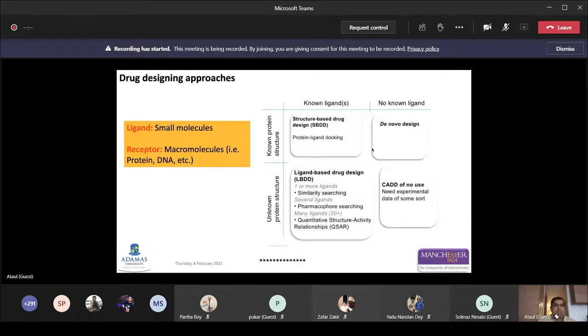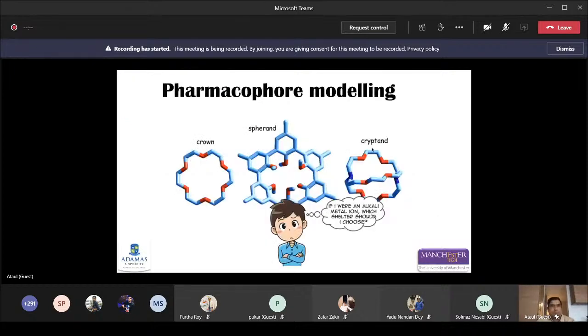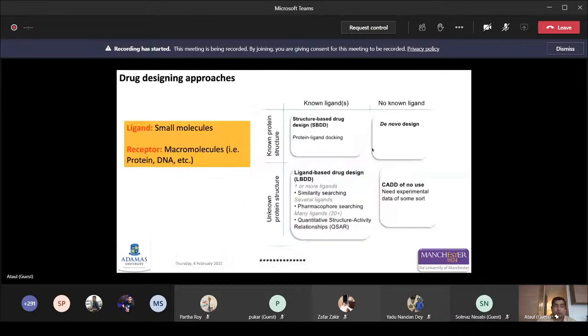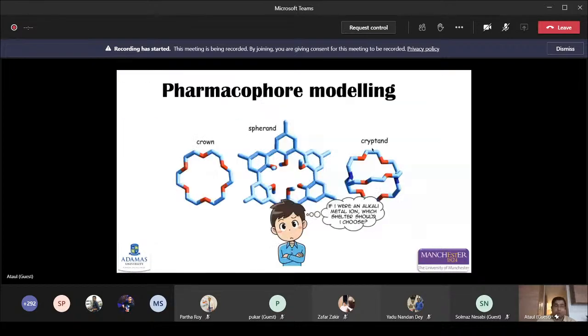Now I'll explain the ligand-based drug designing approach. There are a lot of approaches. Among them, I will explore one, pharmacophore modeling. Though this is not directly relevant to today's talk, I'll explain it a little bit because it is very essential to see how this ligand-based approach is important for pharmacoinformatics.